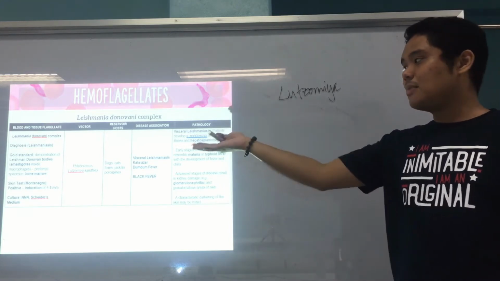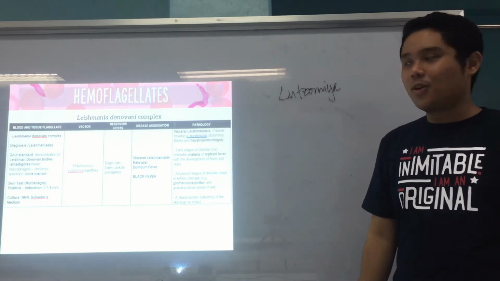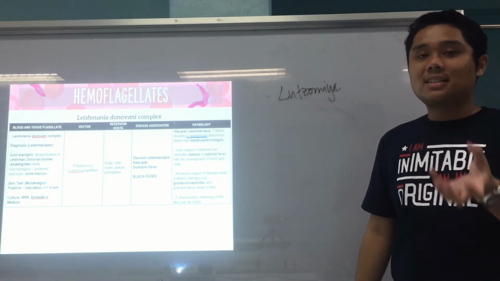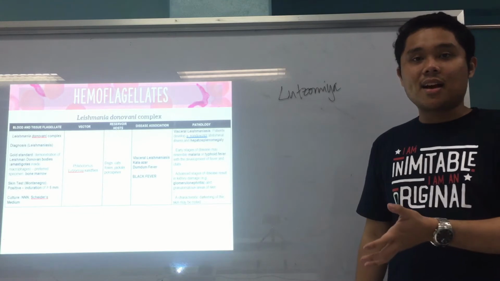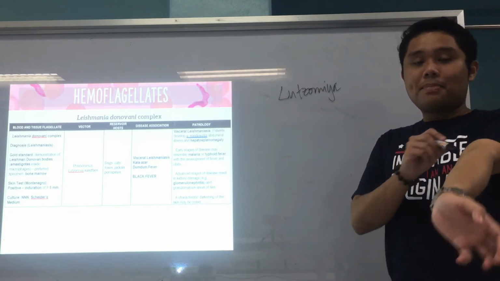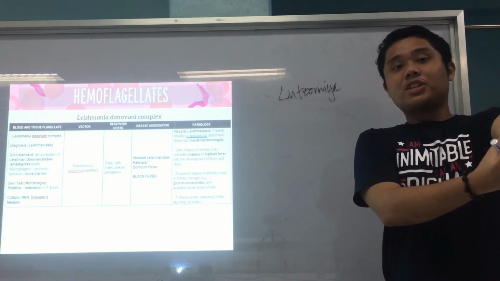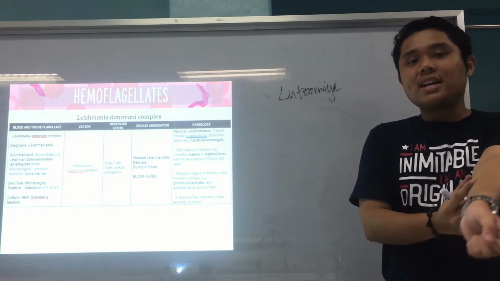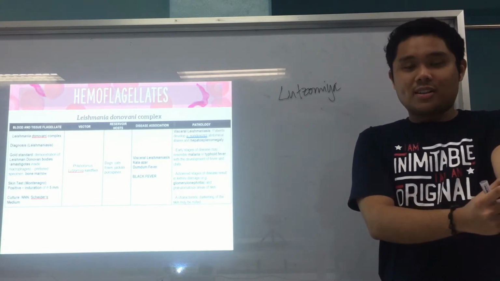That's why the preferred specimen is your bone marrow. Okay, and we also have what we call your skin test, known as the Montenegro skin test. So we'll talk about the skin test in the immunoassays part. But a skin test is basically where you inject a portion of your skin with antigens or a part of Leishmania donovani, and then you examine if there's a reaction in the skin.